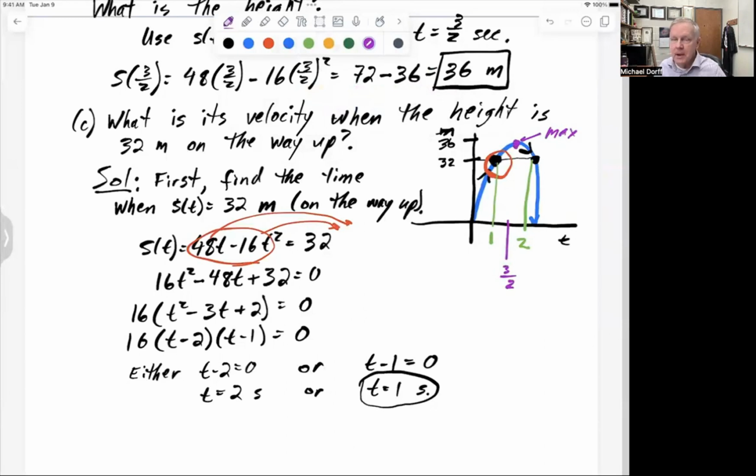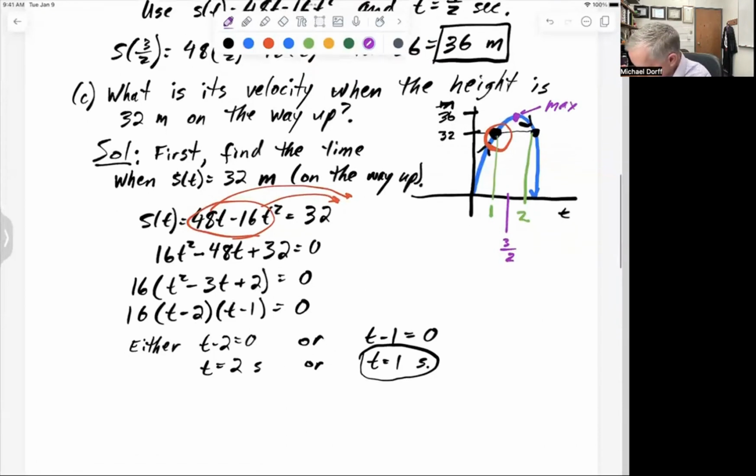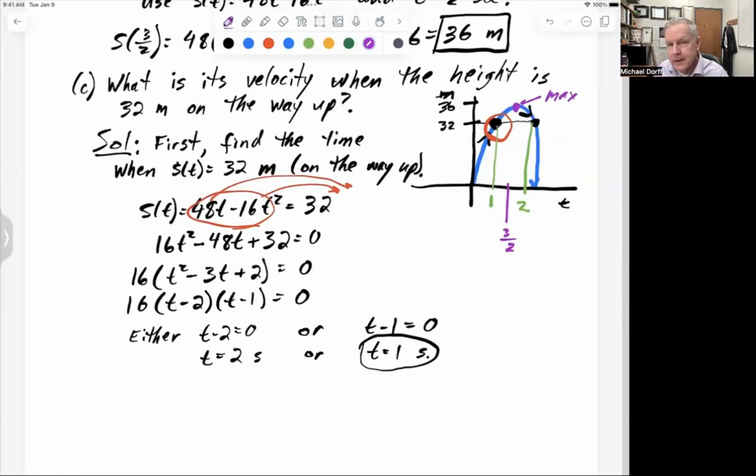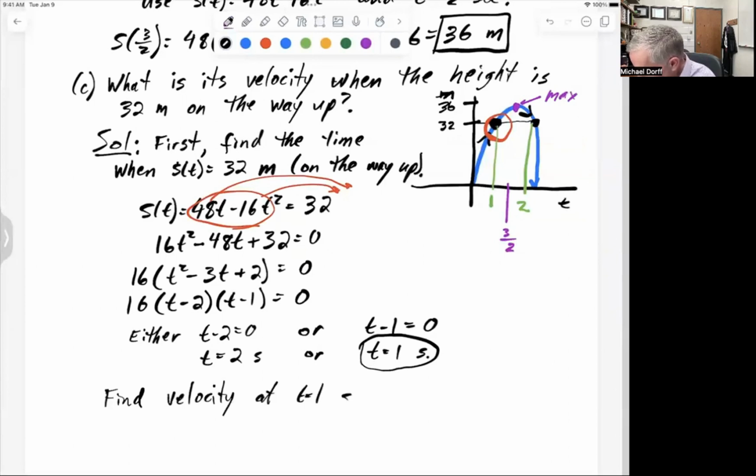That will always happen when I have a parabolic formula. Parabolic means that I've got a t squared or an x squared in it, and that my formula is a quadratic like that. So I'm not done. I found the time, but we're supposed to find the velocity. So we now need to find the velocity at t equals 1 second.